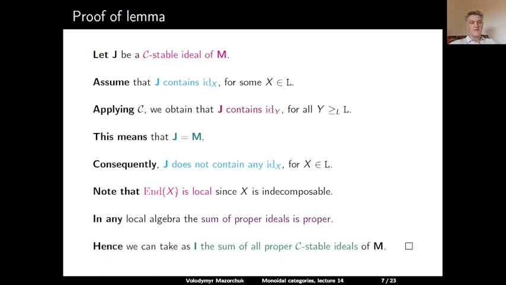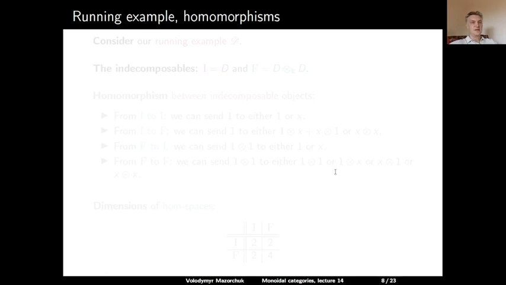And so, if we take as I the sum of all proper C-stable ideals of M, by this argument, this sum cannot contain the identity for any object X in L. And so it will be a proper C-stable ideal of M. This proves our lemma. Now let us discuss our running example in more detail.